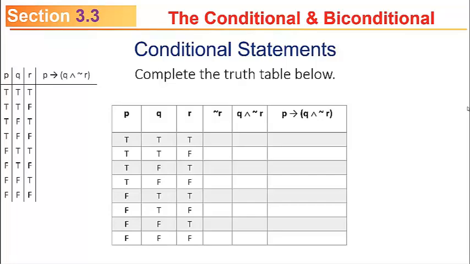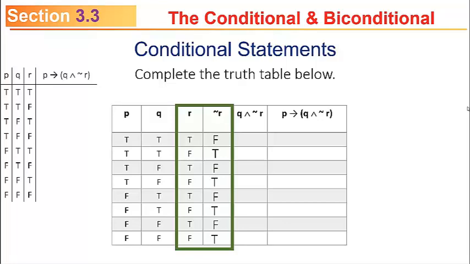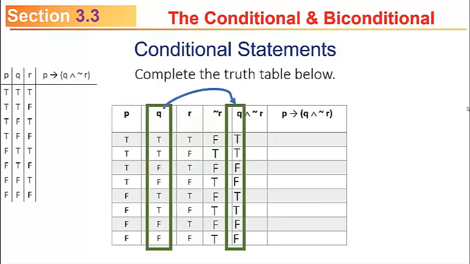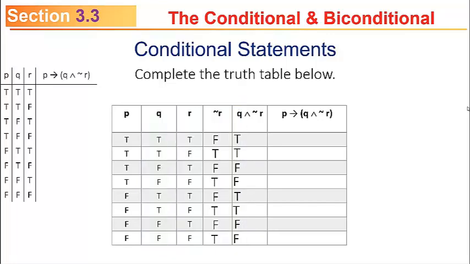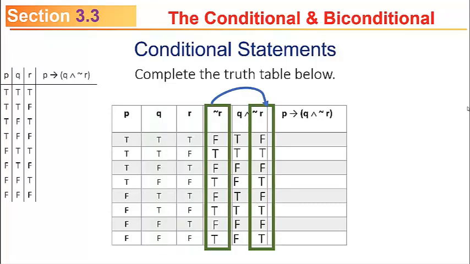Now that I've done that, let's get started. The first thing you want to concentrate on is the not R column. You have the R column. All you have to do is change the truth values to their opposites and you'll have the not R column. Then you go to the next column, and you notice you have a Q, but you know the values of Q from the second column, so you move those over under the Q. Same thing for the not R. I just produced the not R column, so I copy that underneath the new not R.